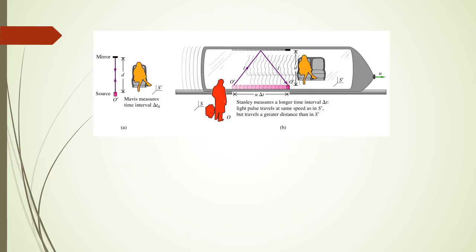To set this up is actually quite simple. It's again to do with the fact that the speed of light is fixed. So we have Mavis and Stanley again, and Mavis is sitting inside a train, in an S prime frame. She has this little laser that she shoots at the ceiling, and on the ceiling there's a mirror that reflects the laser back down.